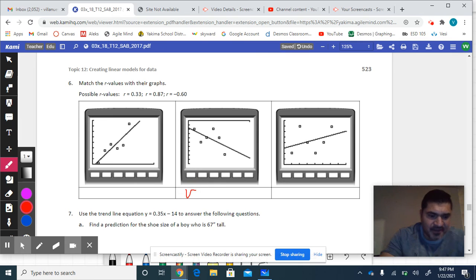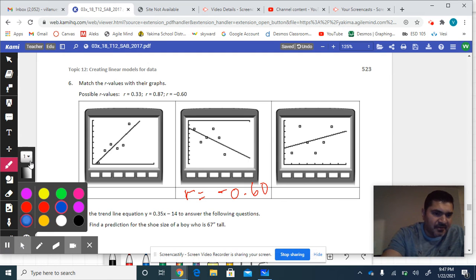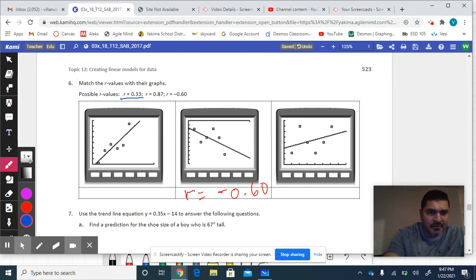R equals negative 0.60. Okay, so now the other two are positive. Okay, I'm going to change my color here. These two here are positive.